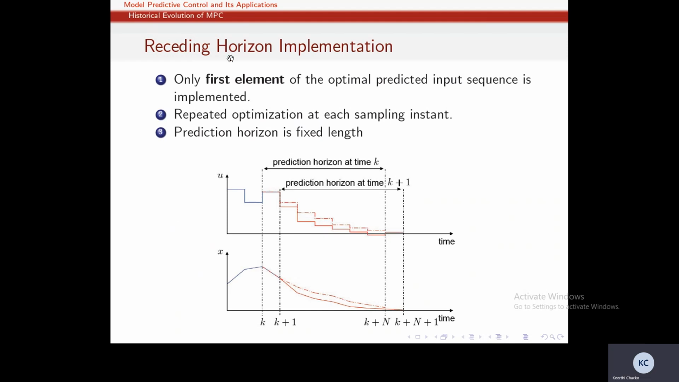Now, what is receding horizon implementation? Only the first element of the optimally predicted input sequence is implemented. So at this stage we will have a control sequence, and we implement only the first control input. For the next instant, we again predict for N instants. This is the prediction horizon at time k, and at the next instant we again predict for the same number of instances. So this horizon is receding, it is moving. That is why MPC is also called a receding horizon controller or moving horizon controller. We repeat the optimization at each sampling instant. The prediction horizon has a fixed length. In the literature you can find other cases as well, but basically the prediction horizon is fixed in length.